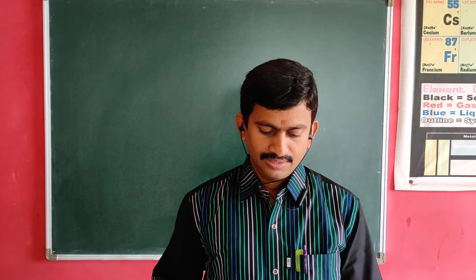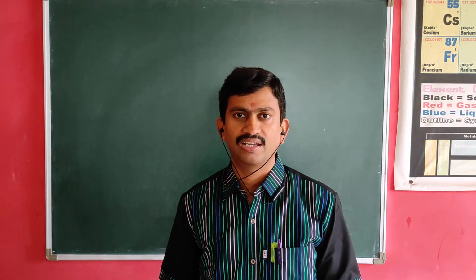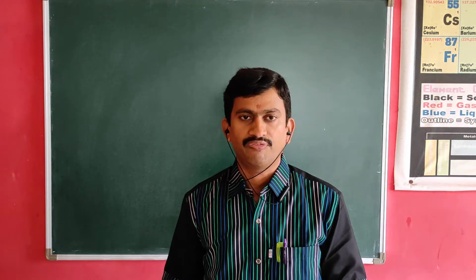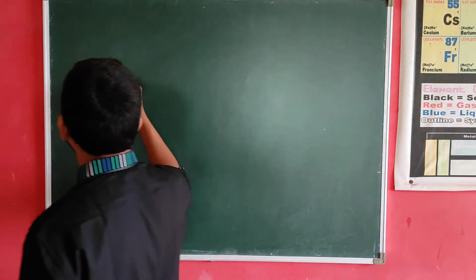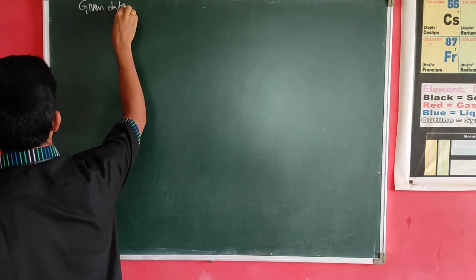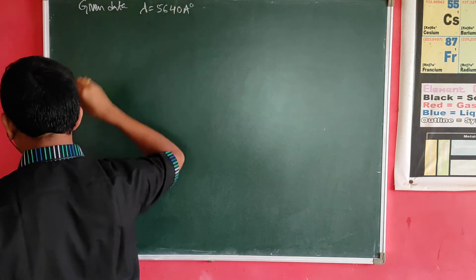Calculate the thickness of mica layer required for making a quarter wave plate of wavelength lambda equal to 5640. Given data is lambda equal to 5640 angstroms.